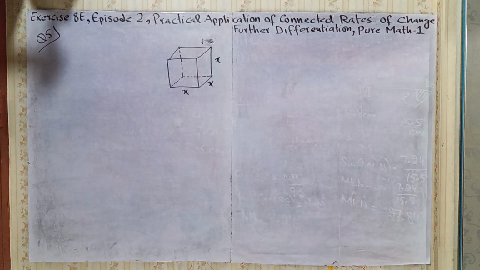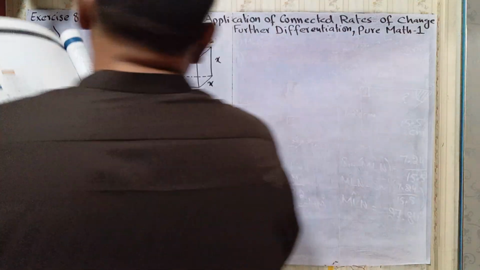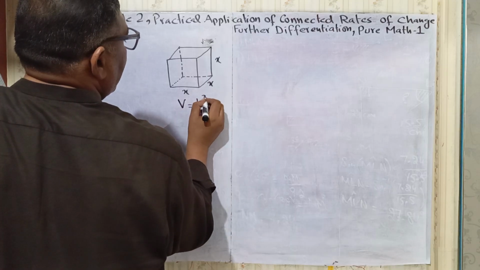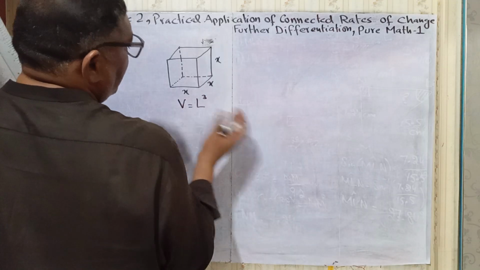Okay. Now, basically, we are talking about a cube. In a cube, the length, width and height are the same. So, you know the volume of the cube is how much? The volume of the cube is L cube, the length, width and height.